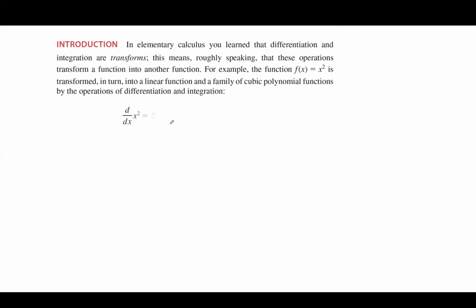You can simply take the derivative of x squared, which is 2x, a linear function, and you can take the integral of x squared dx, which is a third x cubed plus a constant of integration. That's why we say that we have a family of cubic polynomials.